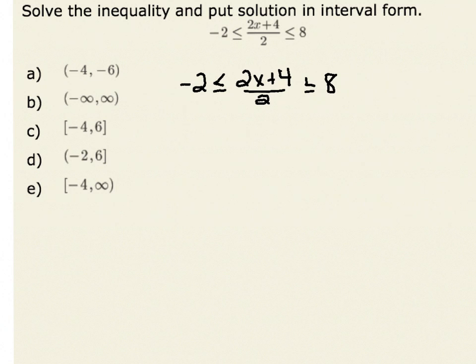We can see in this compound inequality that one way that we can solve it is to recognize that we have two separate inequalities. We have the first inequality that reads (2x plus 4) divided by 2 is greater than or equal to negative 2. And the second inequality is (2x plus 4) divided by 2 is less than or equal to 8. Therefore, we can solve this compound inequality simultaneously. That is, whatever we do to one inequality, we will also do to the other inequality.